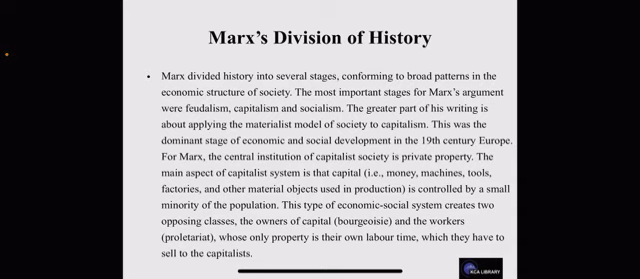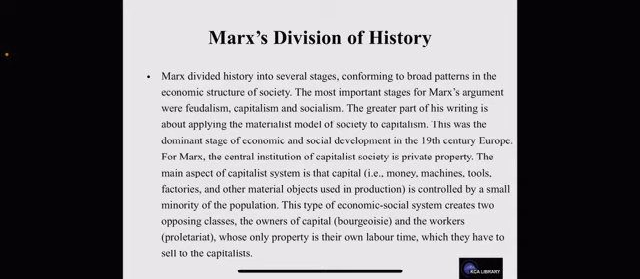So for Marx, the central institution of capitalist society is private property. The main aspect of the capitalist system is that capital is controlled by a small minority of the population. This capital could be money, machines, tools, factories, and other material objects that are used in production. This capital is controlled by a small minority of the population, not many. It's just the few, those in power, that are mainly controlling the economic part of the country.